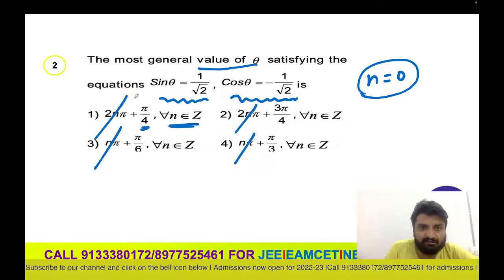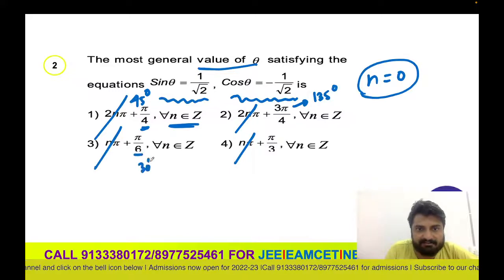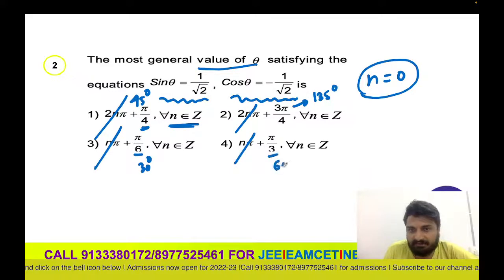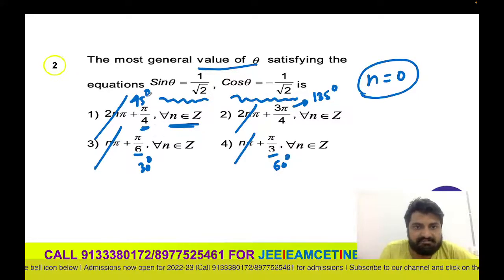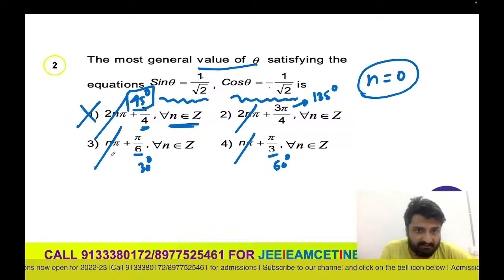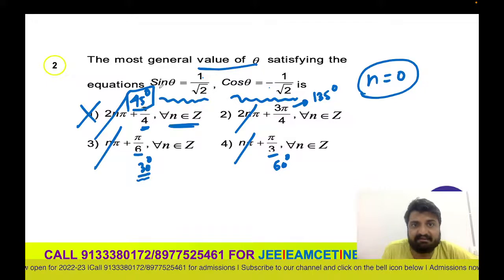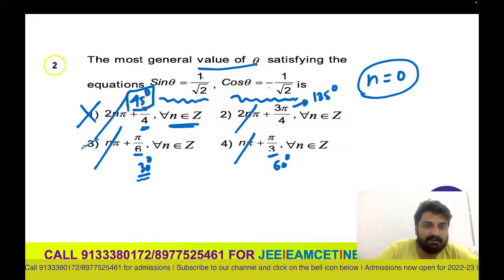So first option is 45 degrees. The second option is 135 degrees. The third option is 30 degrees. The fourth option is 60 degrees. Now what you need to do is just substitute. Let's substitute the first option. Sin 45 is 1 by root 2, satisfying. Cos 45 is 1 by root 2, but this is minus 1 by root 2. First option eliminated. Now let's have a look at the third option. Sin 30 is what? 1 by 2, but here the right hand side is given as 1 by root 2. So third option is also eliminated.